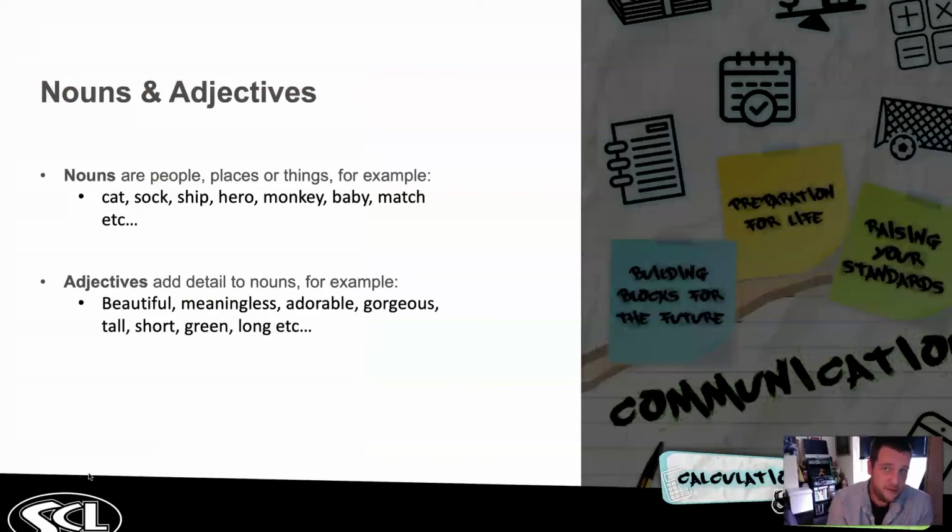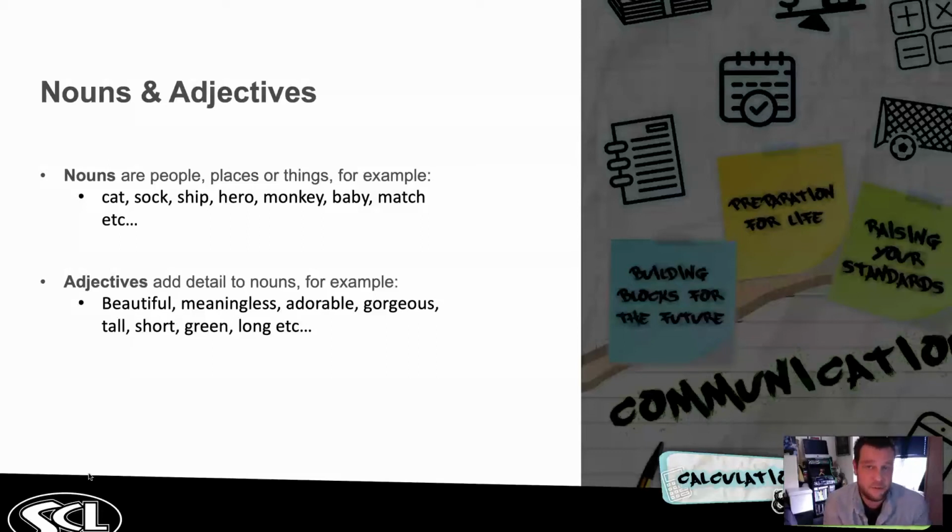Now, how do we do this with words? Well, we have within our palette to use on the paper our nouns and adjectives, and I want you to think of these as very closely connected. So nouns and adjectives go hand in hand, as nouns are people, places or things, and adjectives add detail to the description of people, places or things.